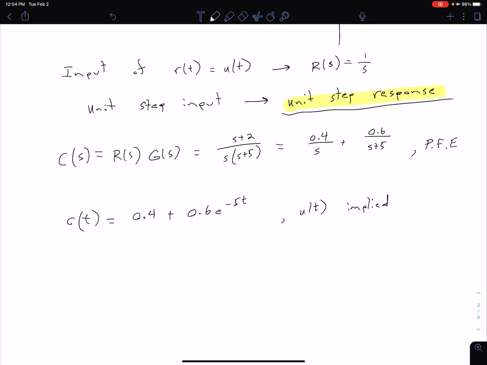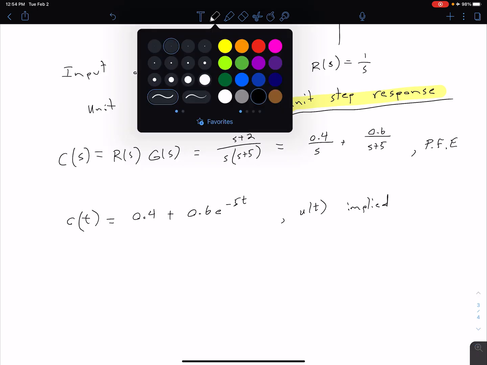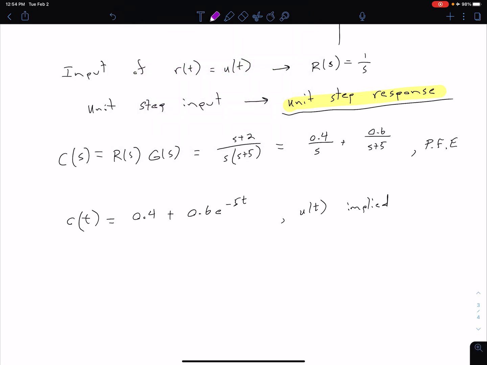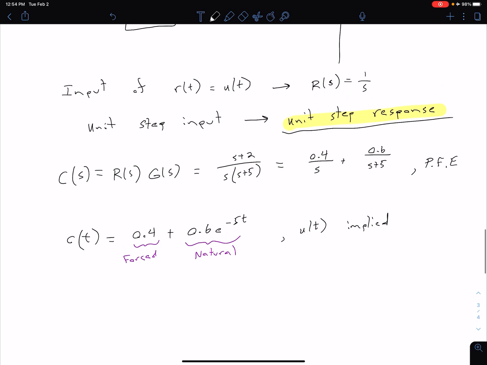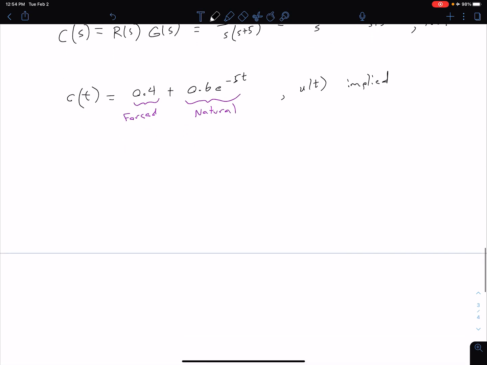So bringing this back to our terminology from the previous video, we can identify our forced and our natural response. So this 0.4 is our forced response, and this 0.6 times this decaying exponential is our natural response. So looking at this function and comparing it to our C of S and where that came from, which part came from our transfer function, which from our input, we can make a couple important observations.